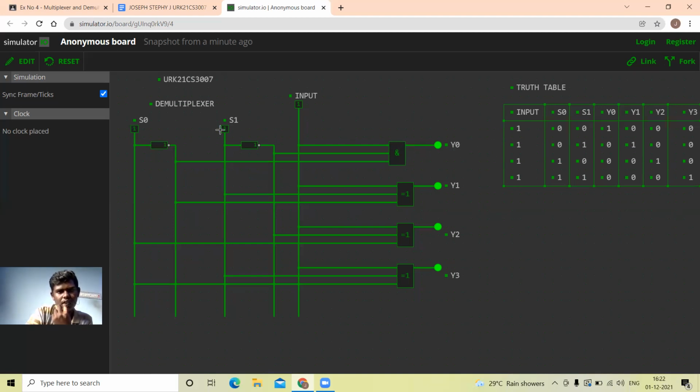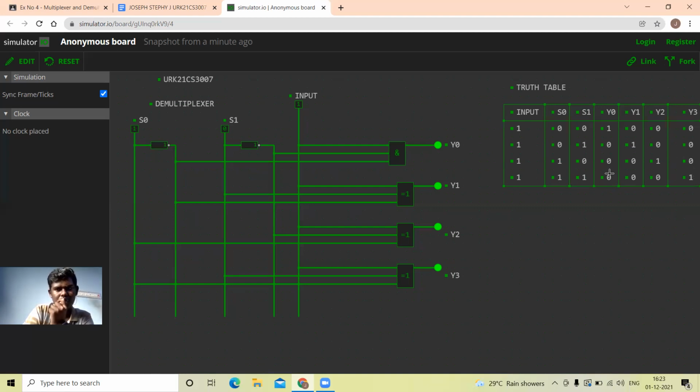So I'm using 110, right? So 110, which means here input is 1, S0 is 1, S1 is 0. Okay. So now if you see 1 into 1 into 1, which is 1. So here is 1. So Y3, if you see 1 into 0 into 0, 1, anything into 0 is 0. So it's 0.